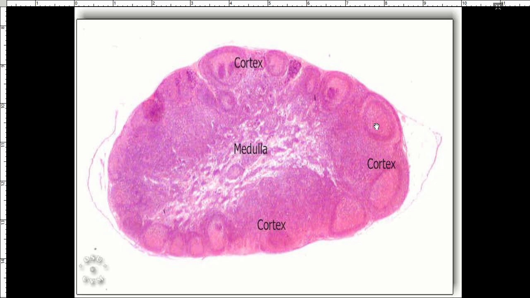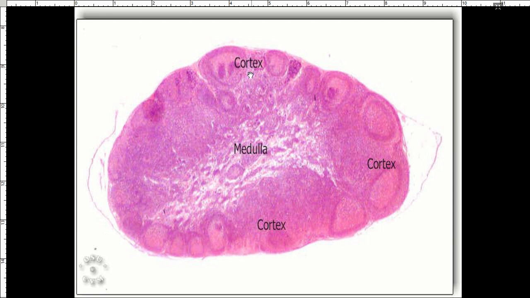Good. So let's take a look here. This is your cortex. This is your cortex. This is your cortex. This is your medulla. This region I'm highlighting is your paracortex. That is at the junction between the superficial cortex and the medulla.